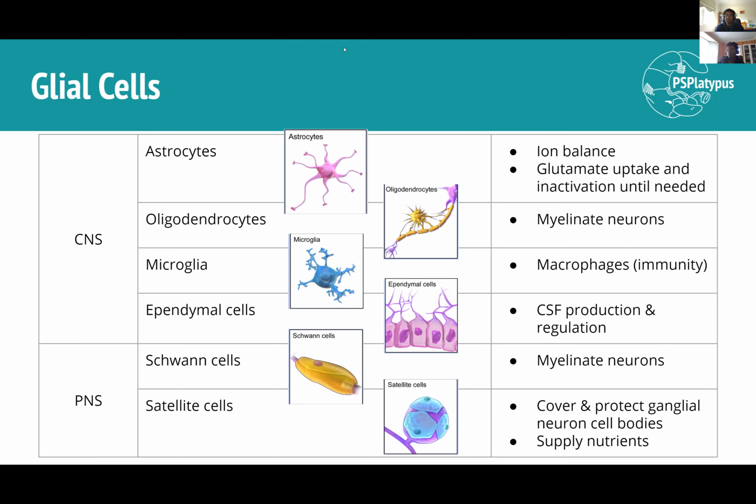Satellite cells, these are sort of a specialized protection cell only found in the PNS, and they also have a limited nutrient supply. So the ones you want to focus on here are the ones that we've already mentioned, oligodendrocytes and Schwann cells. Microglia may pop up at some point if you want to talk about autoimmune diseases or whatnot in the nervous system. But the main ones are probably the myelination cells. Just remember that there are differences between the CNS and PNS.